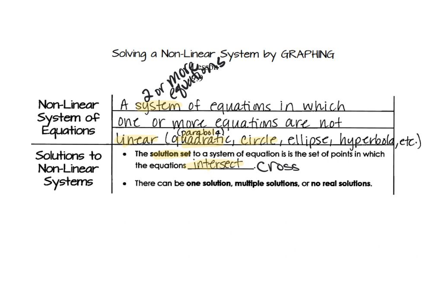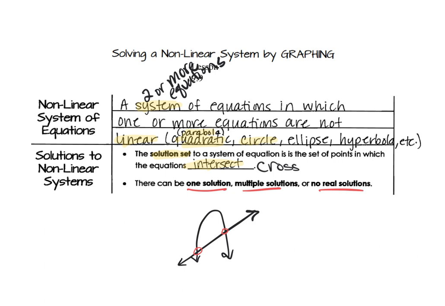So for example, we could have a linear equation, which could be a diagonal line like this. We could have a parabola, and the solution would be where these 2 graphs intersect each other. So you can see it says here there can be one solution, multiple solutions, or no real solutions. What I sketched out down here, this parabola and my linear equation, would be an example of 2 solutions, because it crosses 2 different times.